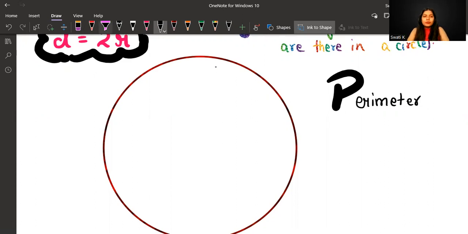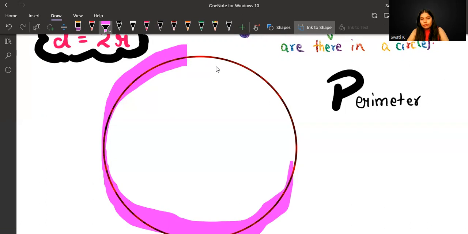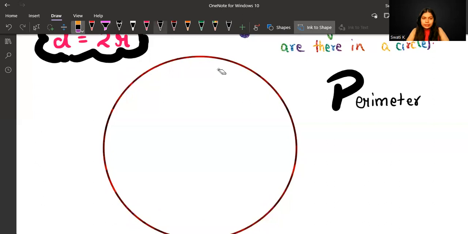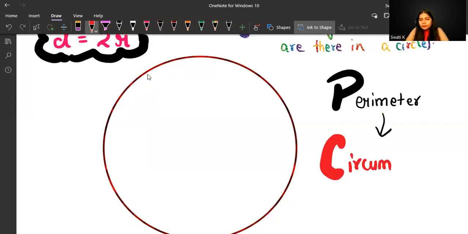Similarly, imagine you want to find out the perimeter of the circle. So what do you want to find out? You want to find out the length of this part only. Now, in case of a circle, we don't use the word perimeter. We use another word for that. The perimeter in case of a circle is called circumference. Okay. So this is called circumference. All right. So circumference of a circle.